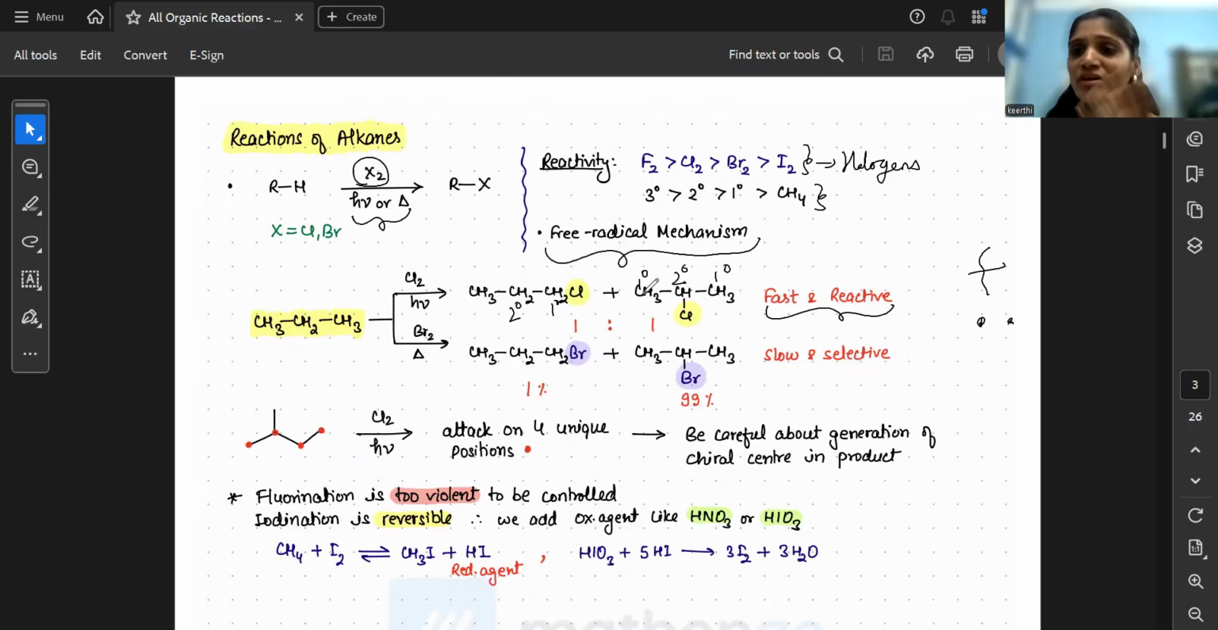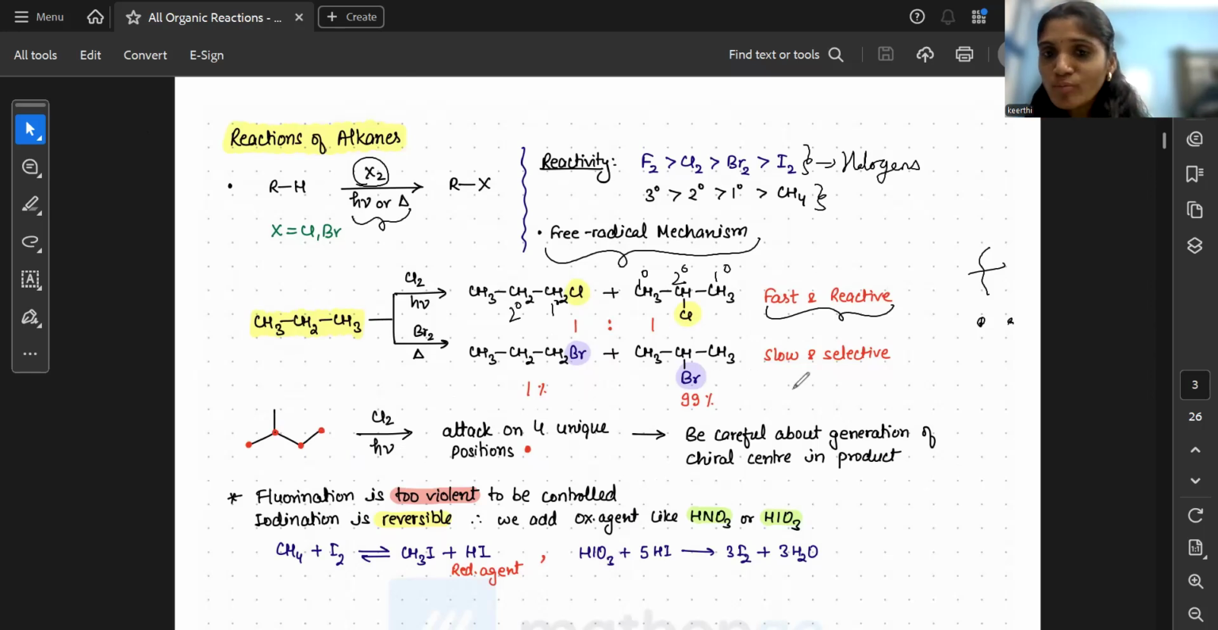But chlorine, because it is very reactive, doesn't differentiate whether it is attacking a primary free radical or a secondary free radical. It just attacks. It is very fast and it is not selective. It attacks equally on primary free radical and equally on secondary free radical. That is the reason you get a primary alkyl halide and a secondary alkyl halide in the ratio of 1:1.